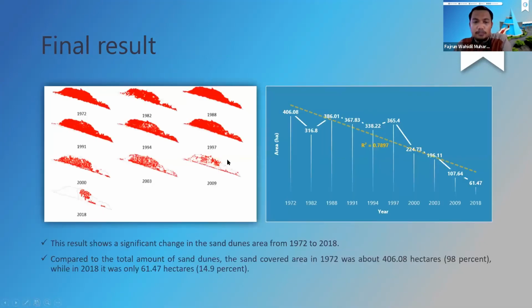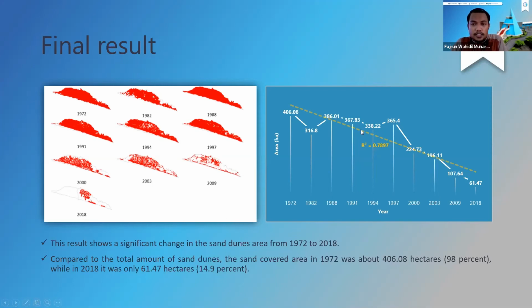And then we found our final result: from 1972 until the last year of our data, 2018, we found that in the first year the sand dunes composition was about 97 percent. It covers more than 400 hectares. But in 2018, the sand dunes covered area was only nearly 15 percent, about 61 hectares.